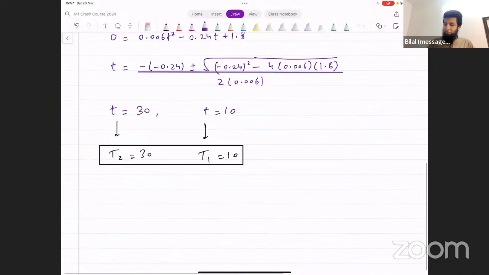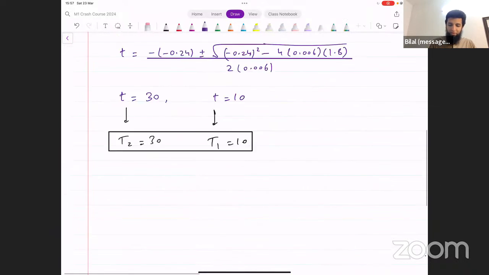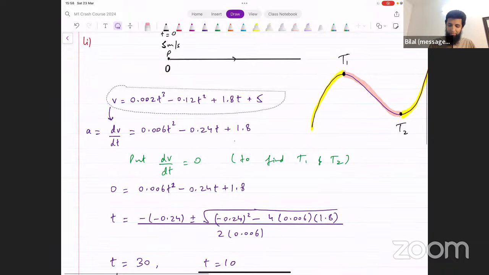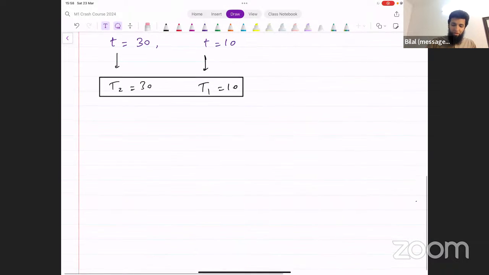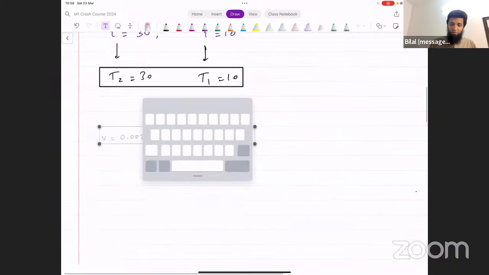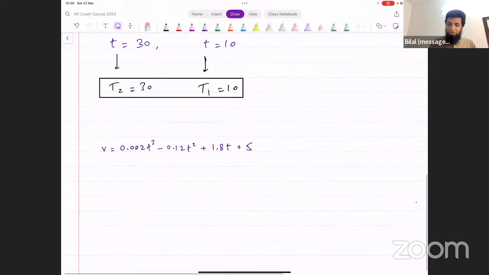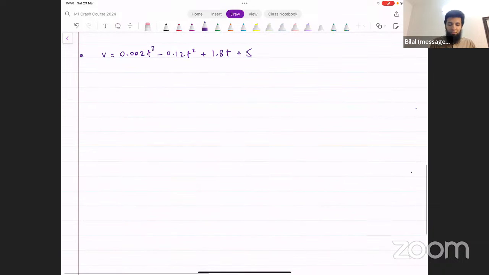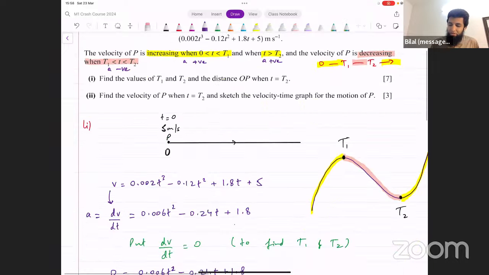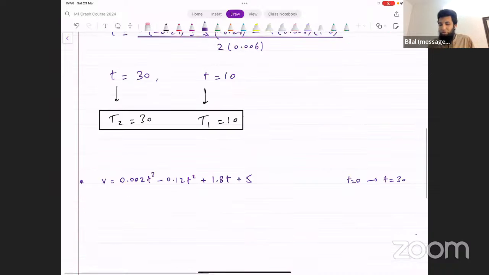So all we have to do is, we have the velocity function. This is what the velocity function looks like. We need to find the displacement of the particle from time equals 0 to time equals 30, sorry, because the value of T2 is 30. They want the distance OP when t equals T2, and the T2 value is 30. So that's what we're looking for.